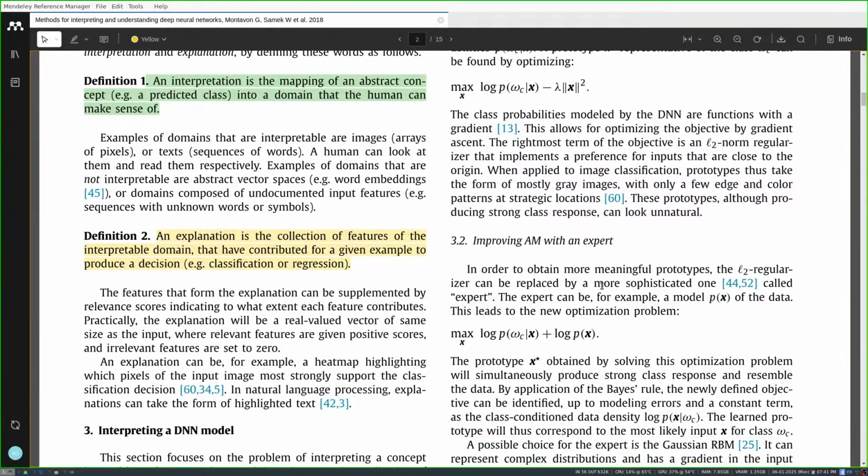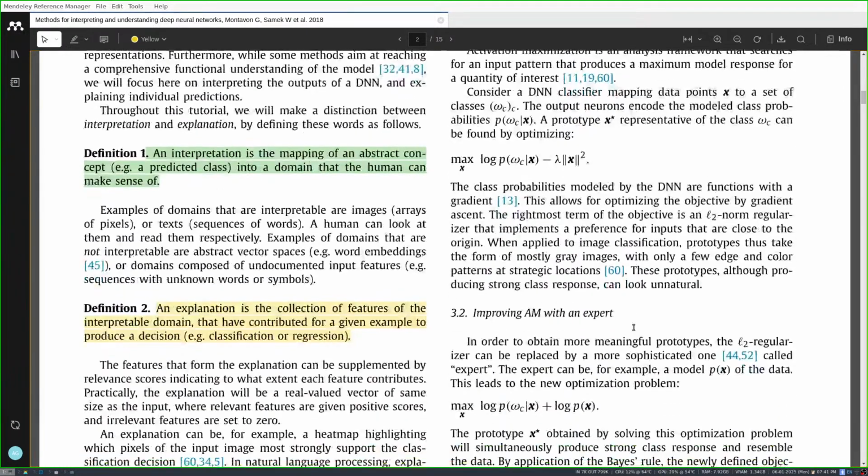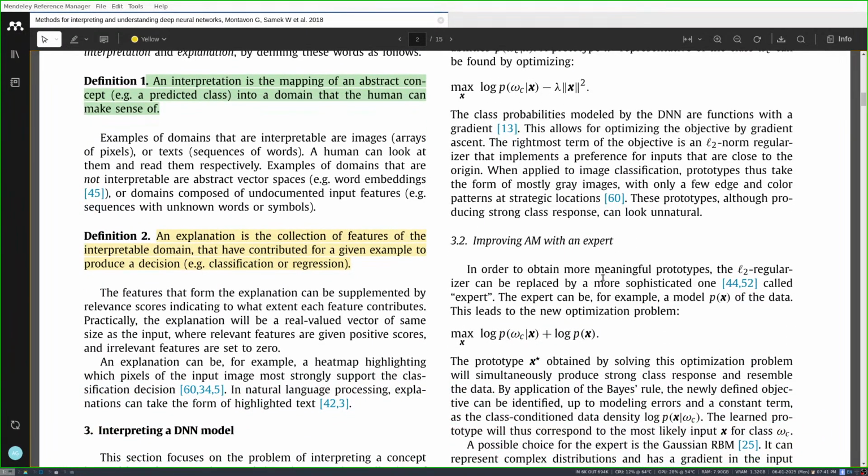Anyway, improving AM. What is AM? Activation maximization with an expert. In order to obtain more meaningful prototypes, the L2 regularizer can be replaced by a more sophisticated one called an expert. The expert can be, for example, a model p(x) of the data. This leads to the new optimization problem: maximize log p(w_c given x) plus log p(x).